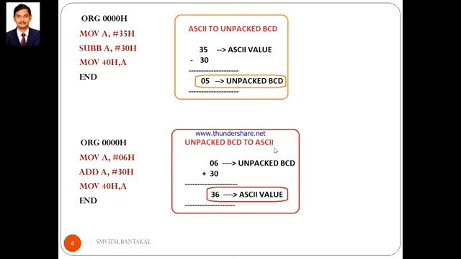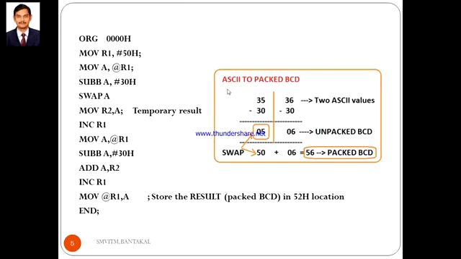Similarly, for unpacked BCD to ASCII, considering the direct data 6 and adding 30 to that gives the equivalent ASCII 36 value, which is stored in the 40H location. A simple program to understand. Next, moving to ASCII to packed BCD.